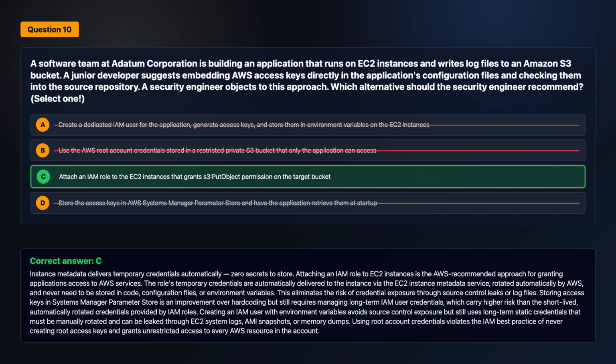Storing access keys in Systems Manager Parameter Store is an improvement over hard coding but still requires managing long-term IAM user credentials, which carry higher risk than the short-lived, automatically rotated credentials provided by IAM roles. Creating an IAM user with environment variables avoids source control exposure, but still uses long-term static credentials that must be manually rotated and can be leaked through EC2 system logs, AMI snapshots, or memory dumps. Using root account credentials violates the IAM best practice of never creating root access keys and grants unrestricted access to every AWS resource in the account.